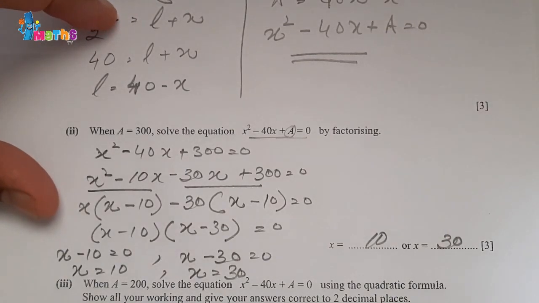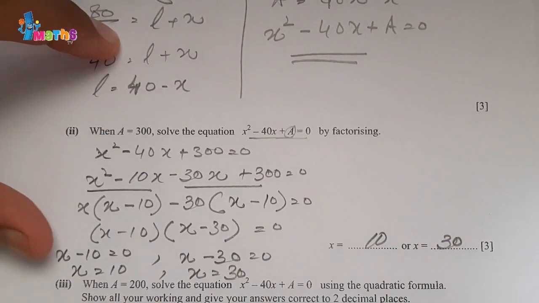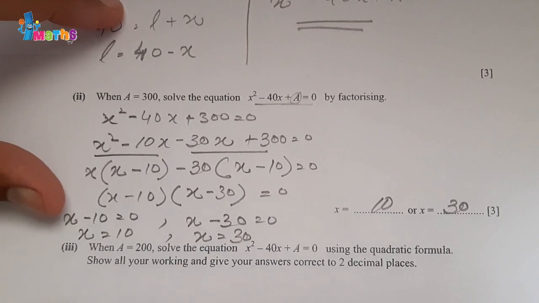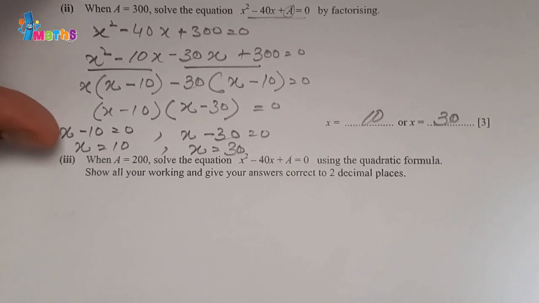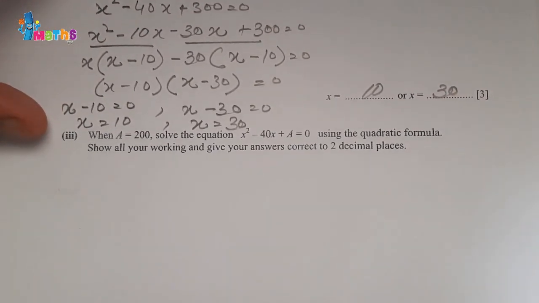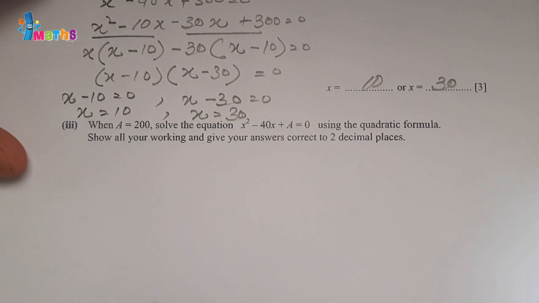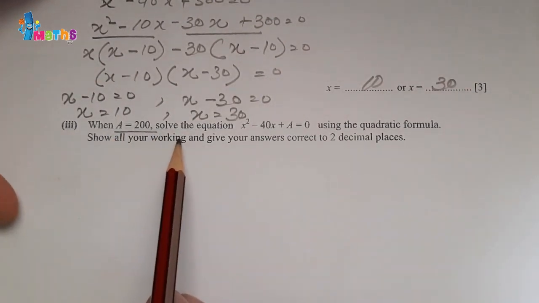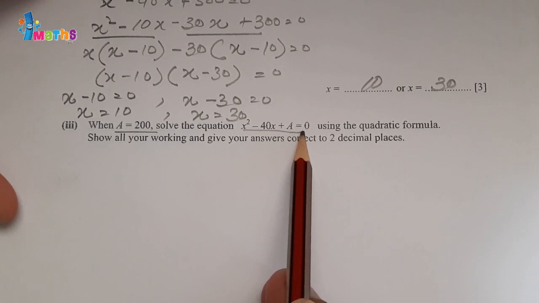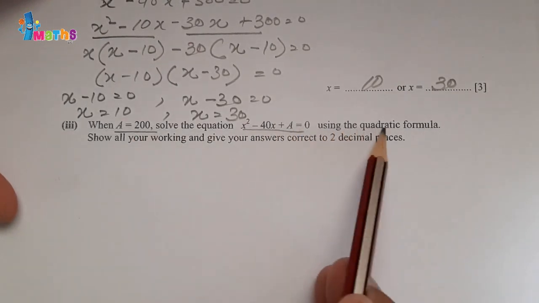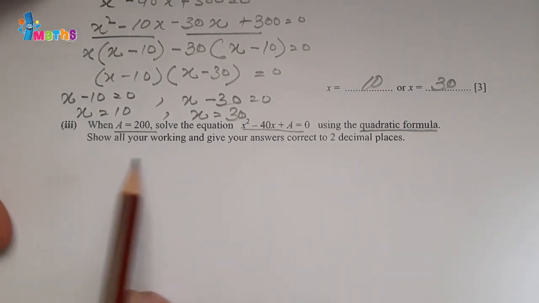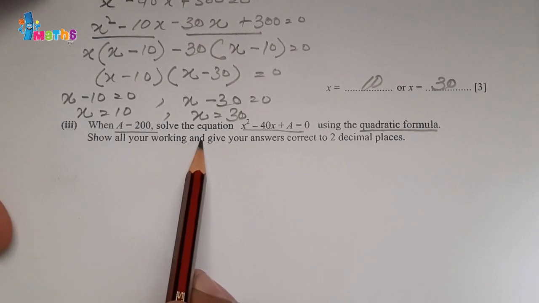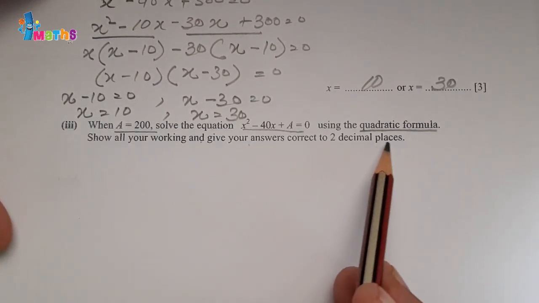Now for the third part we'll have to use the quadratic formula. It is required to use the quadratic formula in part 3. It is mentioned when A is equal to 200, solve the same equation. The A value is provided as 200. Use the quadratic formula. Keep in mind, we'll have to use the quadratic formula, otherwise we'll not be awarded the marks. Show all your working and give your answer correct to two decimal places.